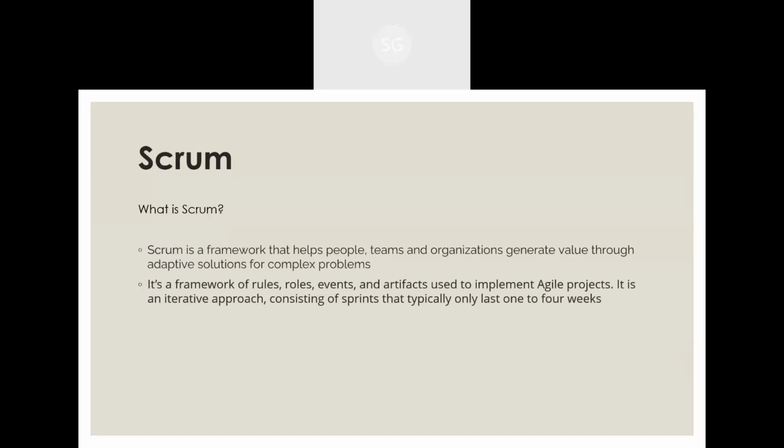So for this project, we have used the Scrum framework. Scrum is basically a framework that helps to manage the product or the project. So this is a typical definition. Scrum is a framework that helps people, teams, and organizations to generate value through adaptive solutions for complex problems. So it basically gives us the rules, roles, events, and artifacts for managing agile projects. It's an iterative approach and it consists of sprints that typically last from 1 to 4 weeks. We'll see more of it in later slides.